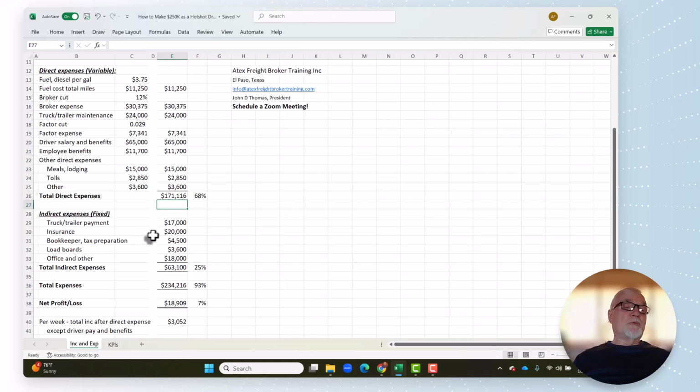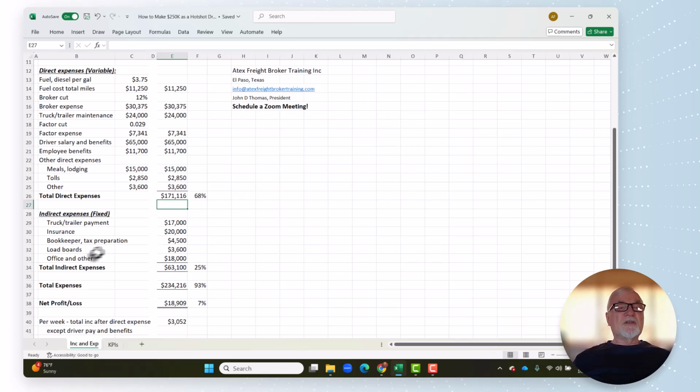Insurance, this might be pretty realistic. You're looking at $20,000 a year. This is property damage and bodily injury and property damage and cargo insurance. I recommend if you don't know how to do your bookkeeping, you hire someone, get a good tax person. You could be looking at $4,500 a year or more for these people.